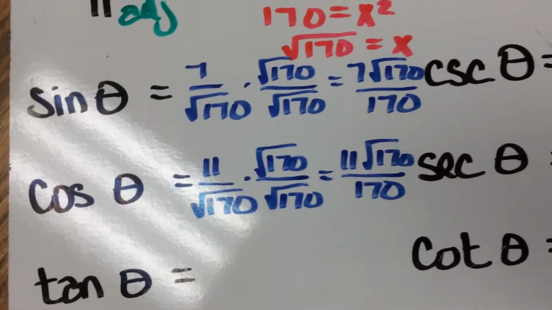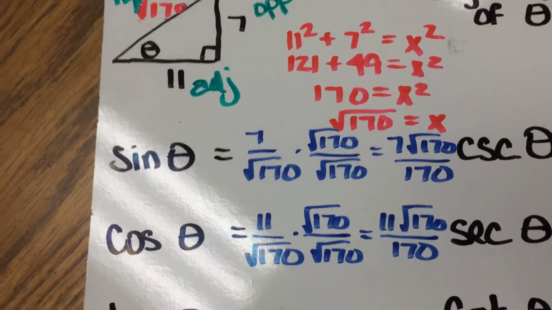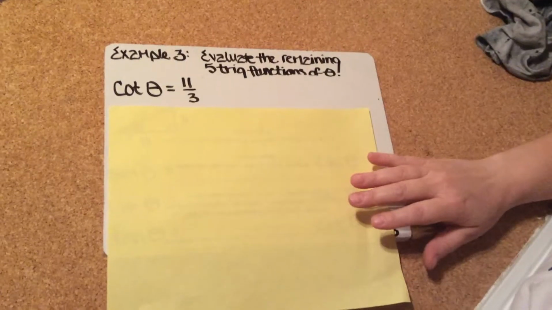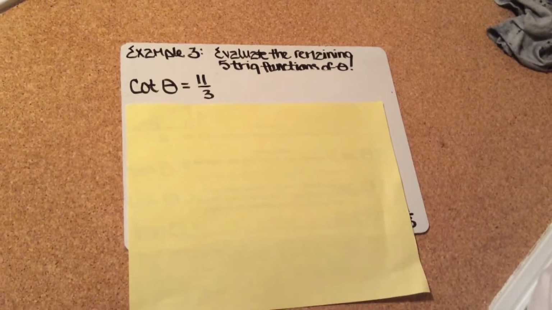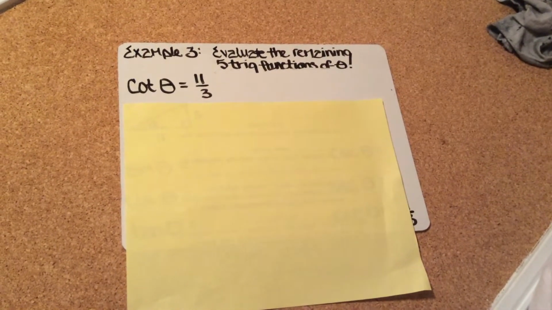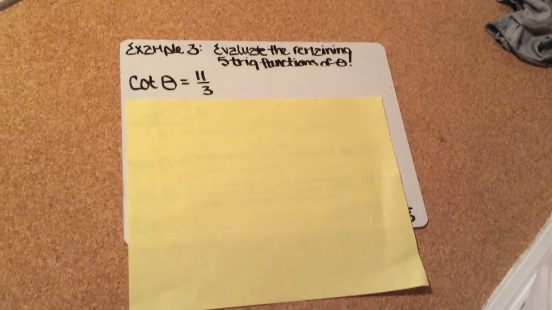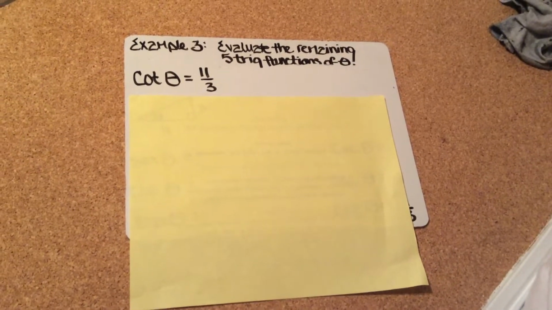And then tangent is TOA. That's opposite over adjacent. Okay, in example 3 it says evaluate the remaining 5 trig functions of theta. So in this problem they actually gave me one of the 6 trig functions. They gave me cotangent theta is equal to 11/3.